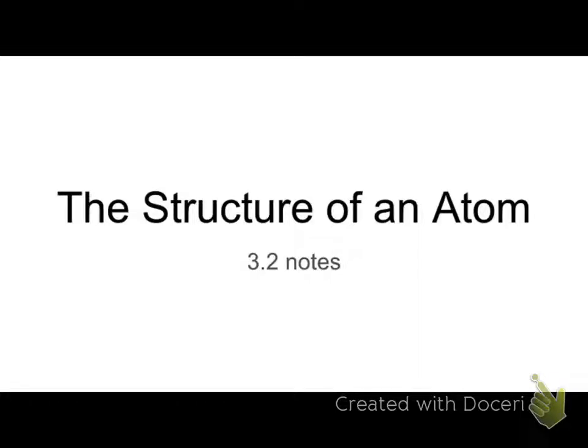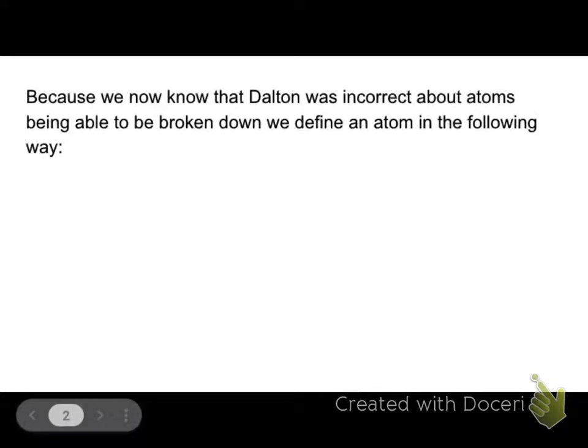Having learned about discovering that atoms existed, now we're going to get into what the structure of an atom actually looks like. Okay? So, we know Dalton was incorrect about them not being able to be broken down.